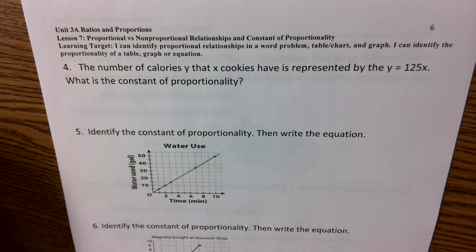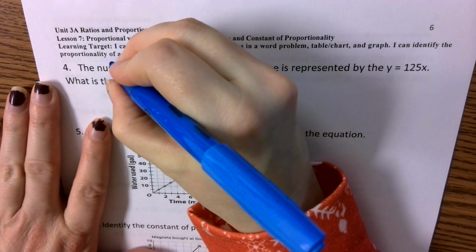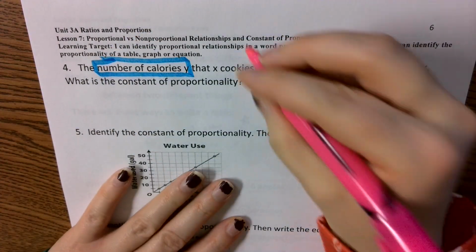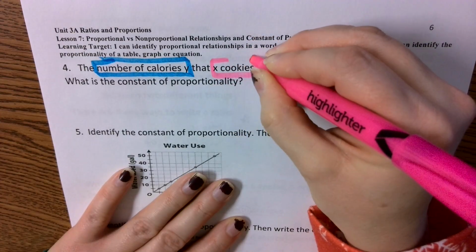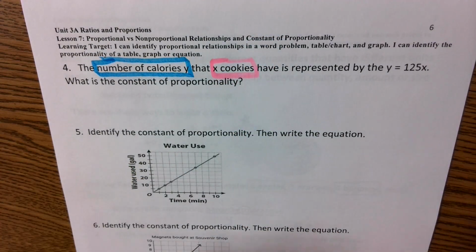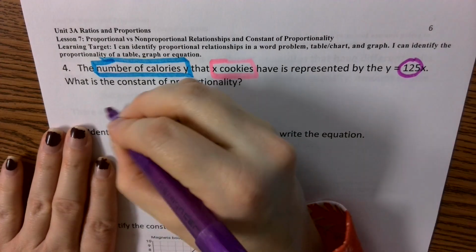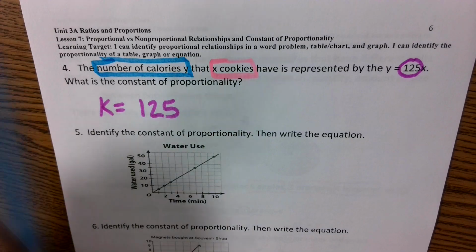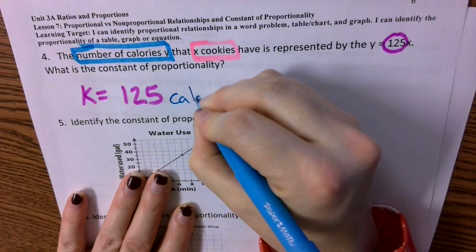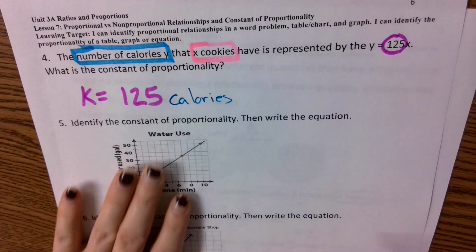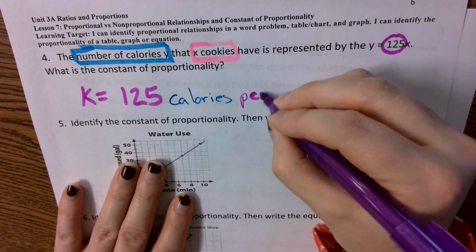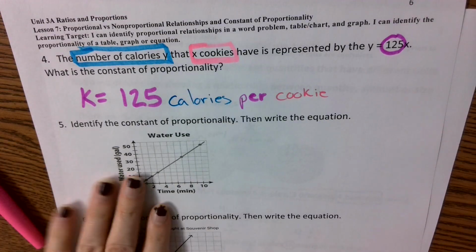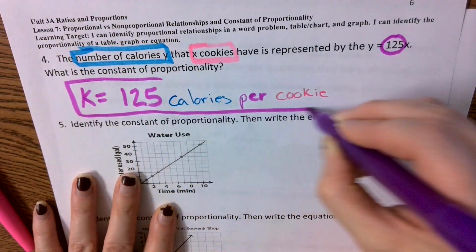Very good. So we have calories is going to represent our y. Y represents the number of calories. X represents the number of cookies. Okay, and then we have our constant of proportionality, 125 for the number. So K is equal to 125 calories per cookie. Okay, 125 calories per cookie.